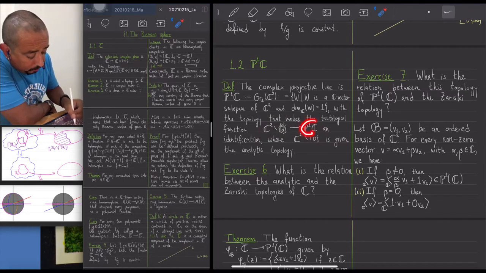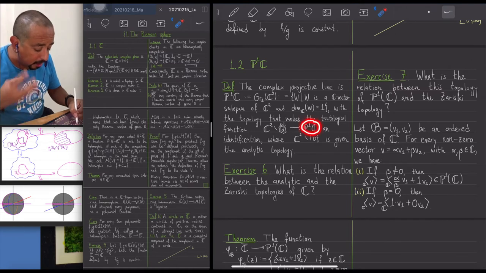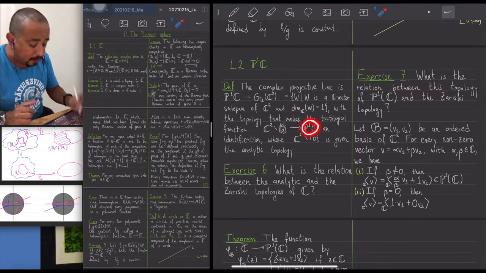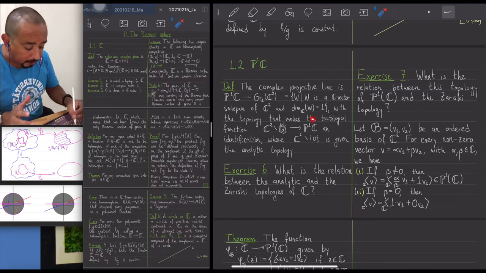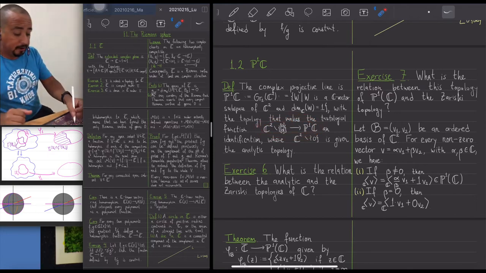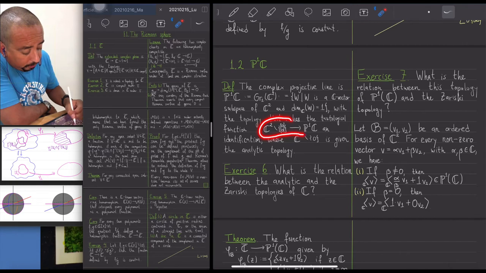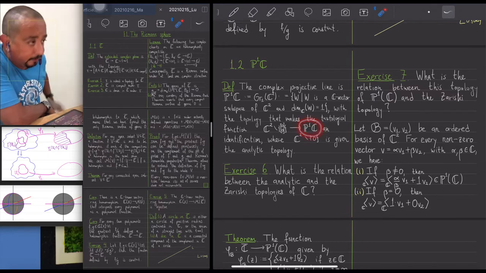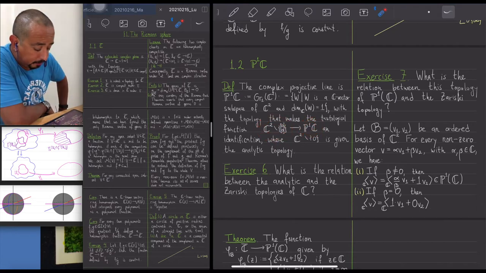So in other words, this topology not only makes this function continuous, but somehow it is absolutely impossible to declare more open sets here. They are all the sets that are supposed to be open are already there, keeping the function continuous, right? In other words, if I put just one more open set, the function stops being continuous. Okay, so this is the identification topology for this surjective function, and that topology is what we call the analytic topology of P1C. So the open sets of P1C are precisely those sets whose inverse image is open in C square minus zero.